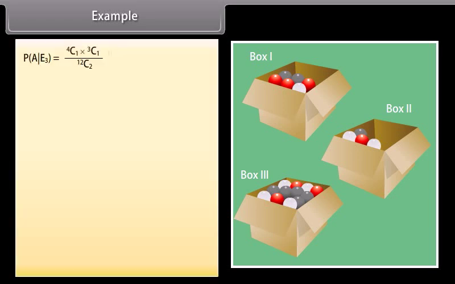The probability of selecting the balls when box 3 is chosen is given by 4C1 into 3C1 by 12C2, is equal to 4 into 3 by 66, is equal to 2 by 11.